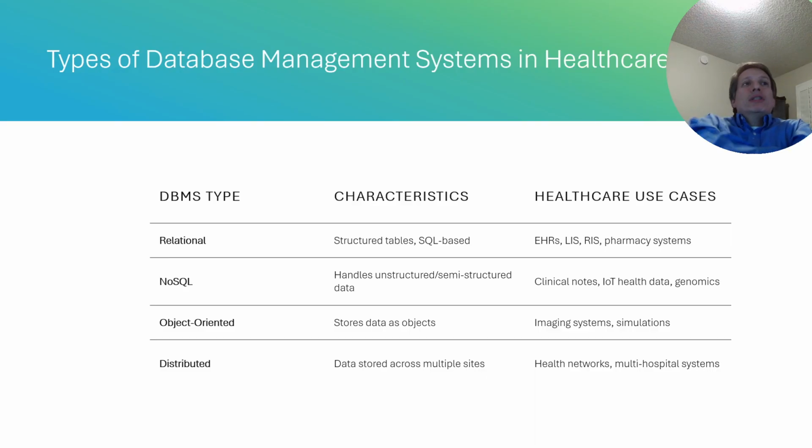Examples of structured relational databases are the electronic health record, the laboratory information system, part of the radiological or reporting information system, and part of the pharmacy systems. Why do I say part? Because the de facto standard for radiology is called DICOM, and DICOM is a non-relational database. It's part of those NoSQL databases, okay?